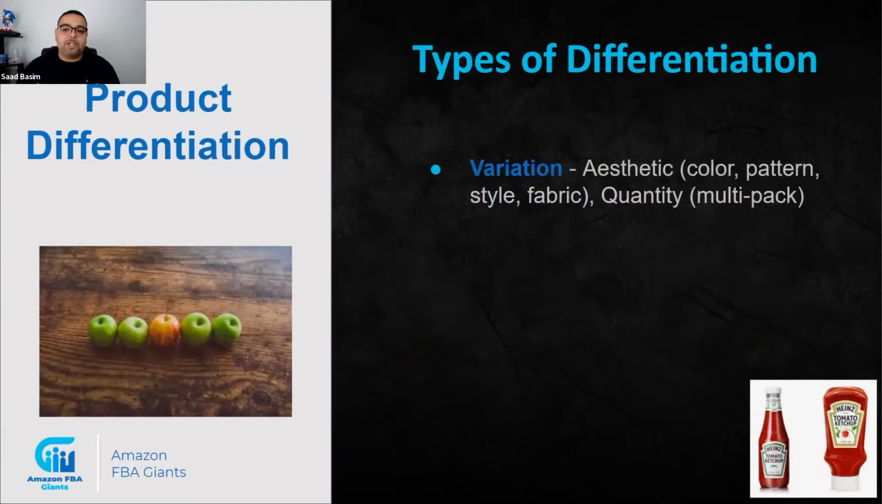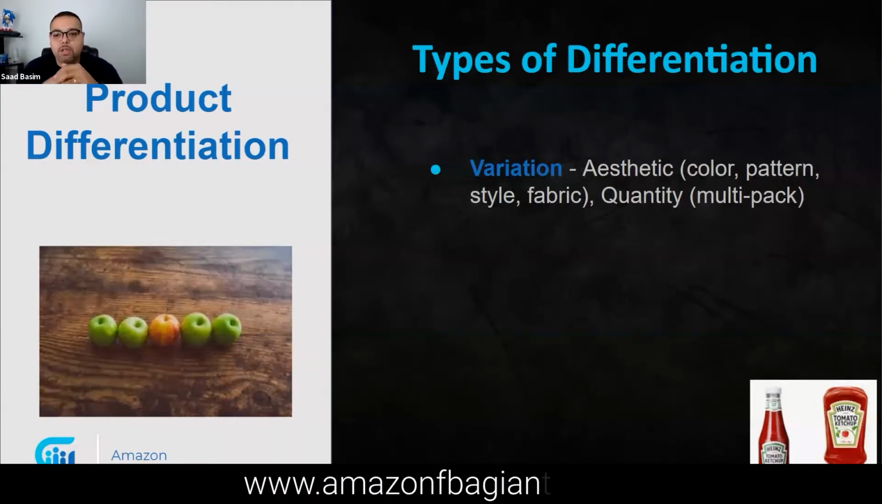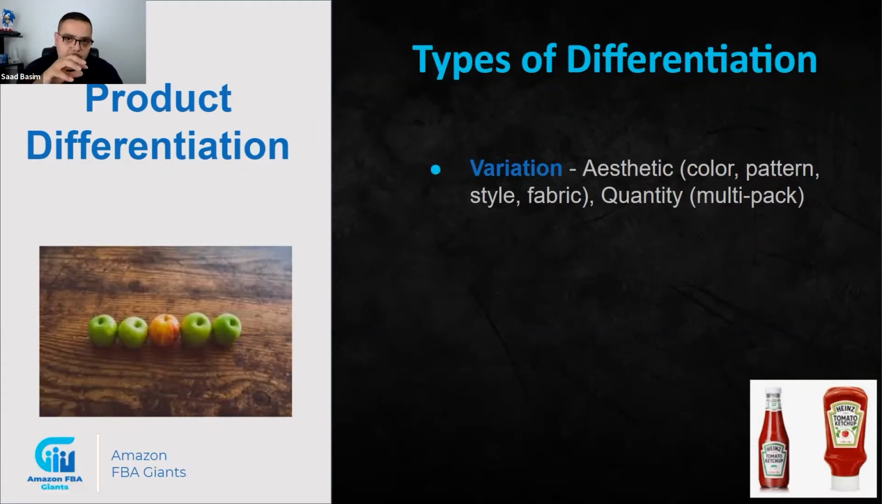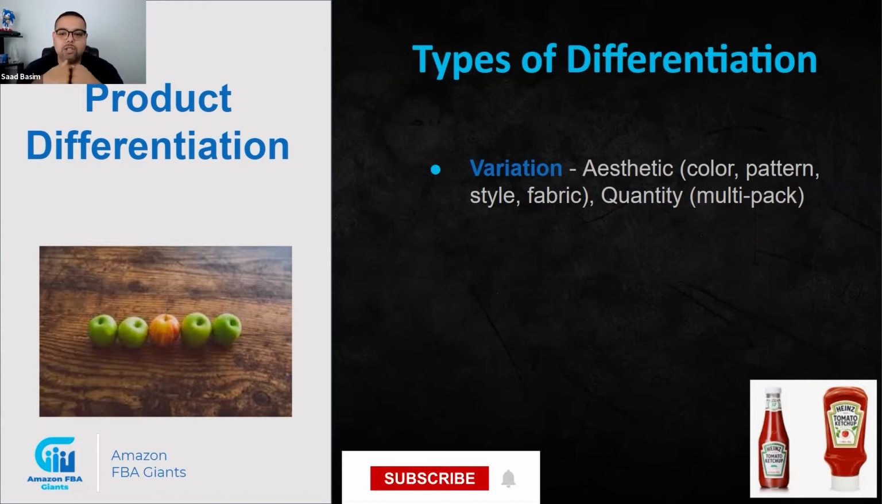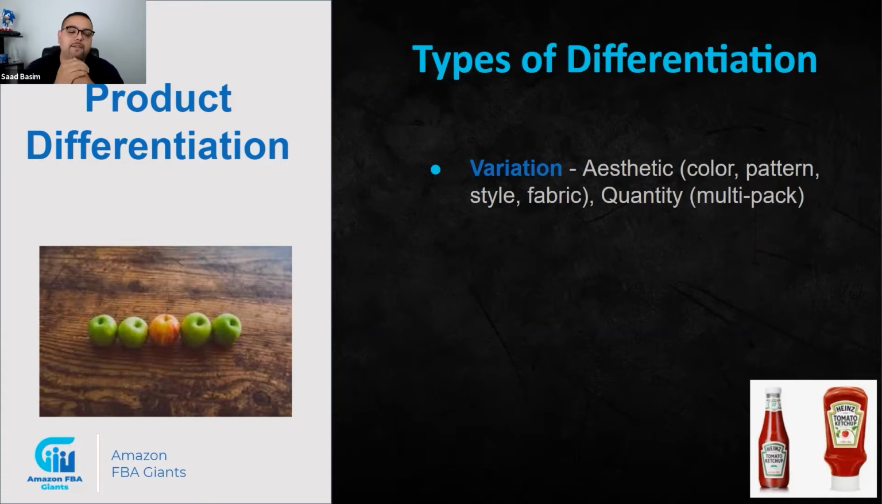Type of differentiation, one, we have variation. Variation is like aesthetic, color, pattern, style, fabric, quantity, multi-pack. This is really a way to differentiate. It's not my favorite myself. I don't like to launch a product that has multiple variations. The max I can do is 3 variations per product. I don't like to get into the game of 6, 10, 20, 30 variations.